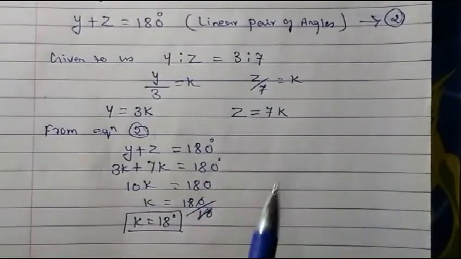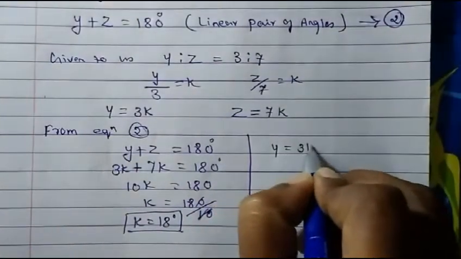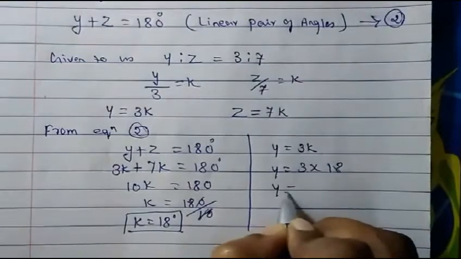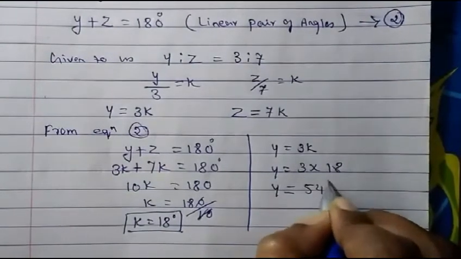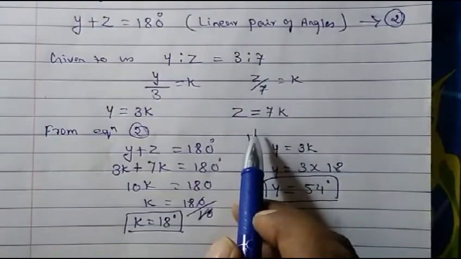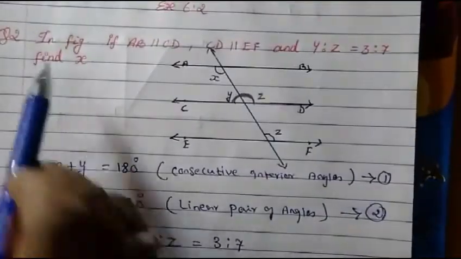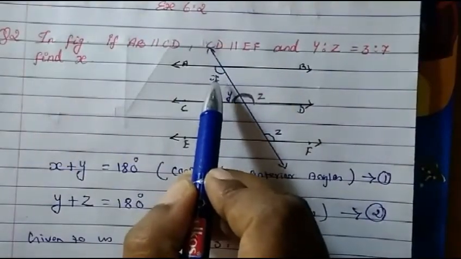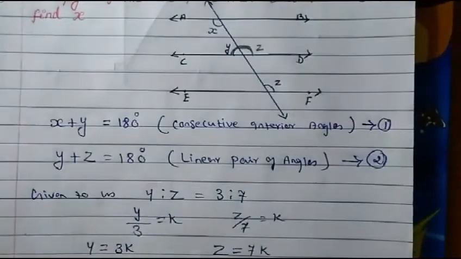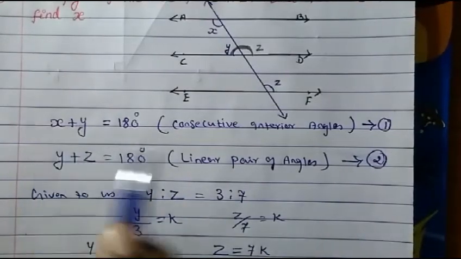So we got the k value. Now put that k here. y equals 3k, so y equals 3 into the k value we know, 18. Then y equals 54. We have the y value. We will not do it for z, we don't need to, because we are interested in finding x. So we want the value of x. It is easy now to get the value of x, because x plus y is equal to 180 degrees and we found the y value. So put the y value here and we get the x value.